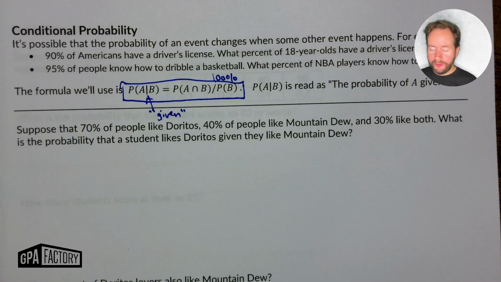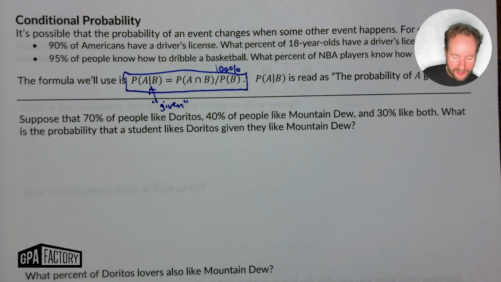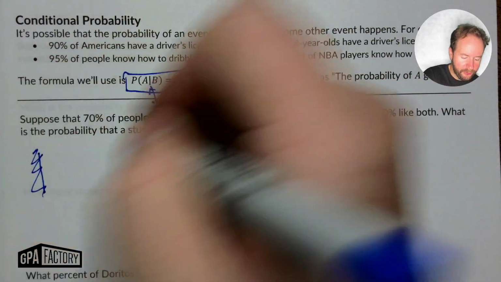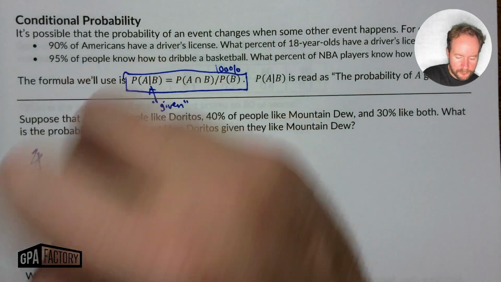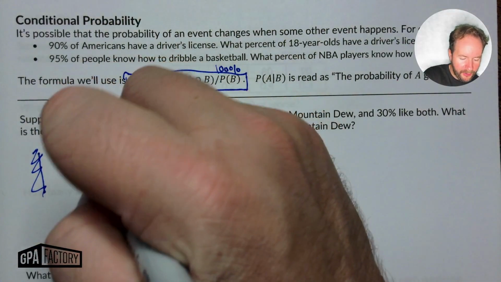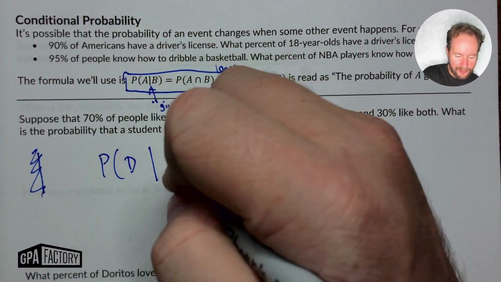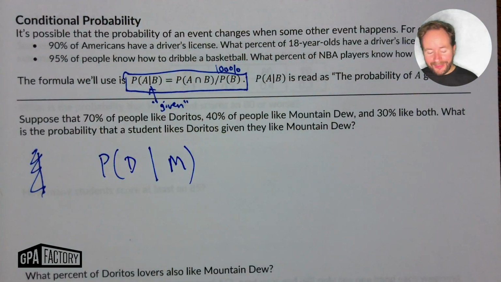Let's do another Mountain Dew and Doritos example. I was going to draw the same Venn diagram, but actually, we don't need it. I want to know, what's the probability that a student likes Doritos given they like Mountain Dew? Given they like Mountain Dew.